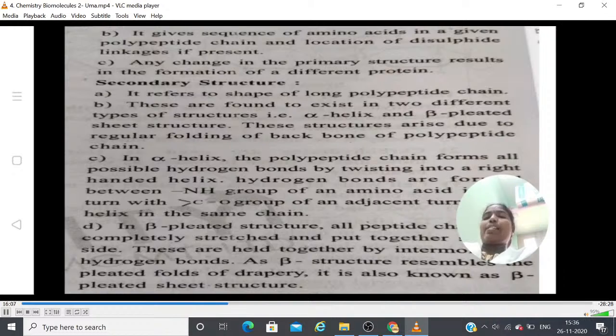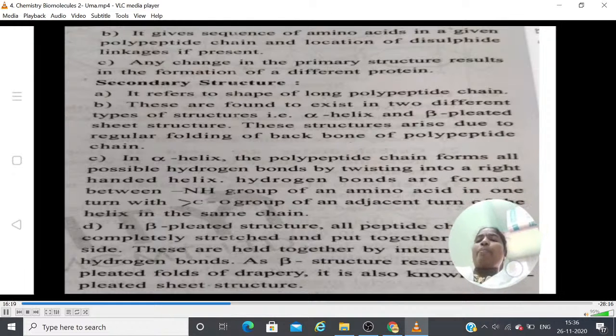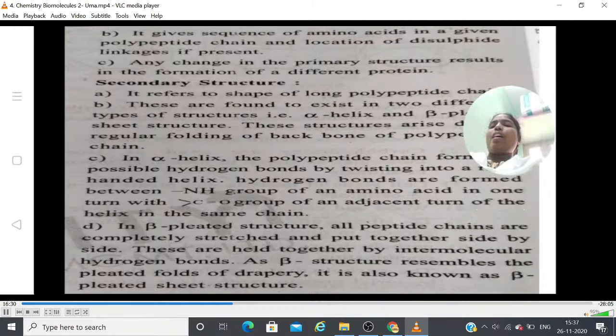Alpha helix structure. The polypeptide chain forms all possible hydrogen bonds by twisting into a right-handed helix. Hydrogen bonds are formed between the amine group of the amino acid in one turn with the carboxylic group of the adjacent turn on the helix in the same chain. So this is the alpha helix.